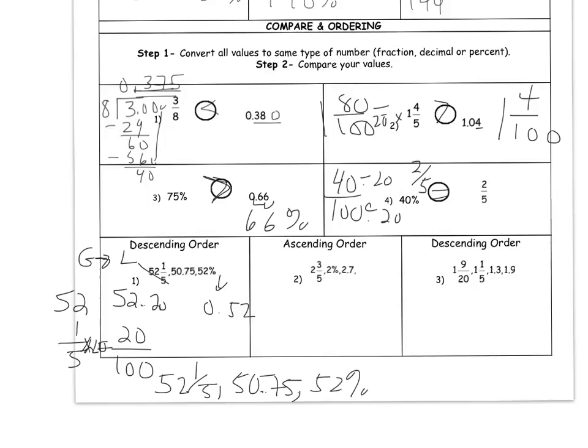Ascending order means least to greatest. Least to greatest. So for this set, I got 2 3/5, 2%, 2 7/10. Well, I can either put them all in fractions, decimals, or percents, but I think this time it's easier to put it in a percent.